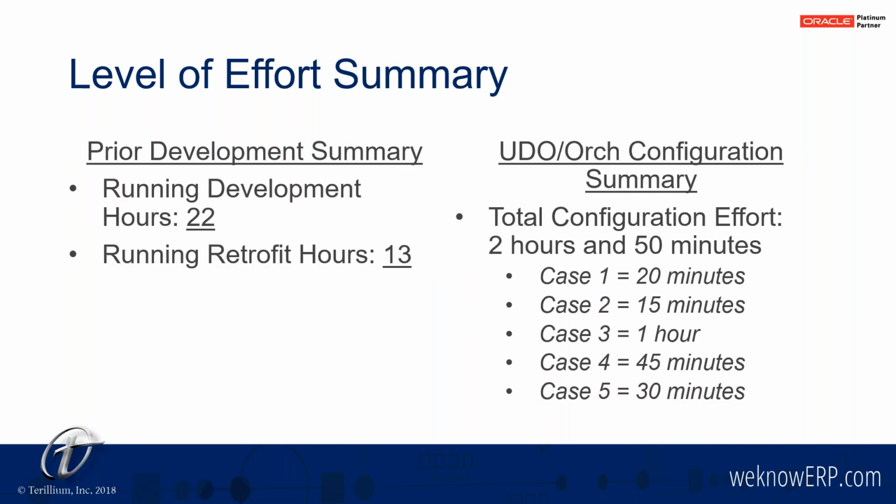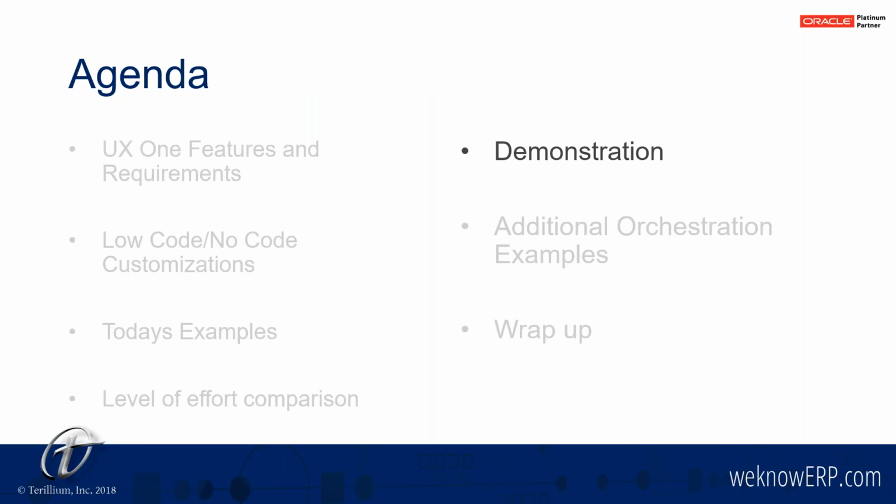So in summary, prior development for the examples that we're going to show you today, you've got about 22 hours of running development and about 13 hours each time that you do an upgrade or apply ESUs that you might need to spend making sure that those are working correctly. The method that we used to solve those with the UDOs and the orchestration configuration took me about 2 hours and 50 minutes to configure all of these for each of the cases. And these are standard configuration. So when you do upgrades and apply ESUs, there's no retrofitting involved. It's just part of your standard upgrade process. So the time saver is pretty key with this.